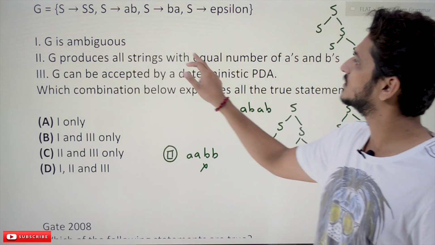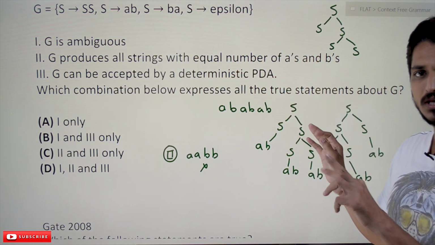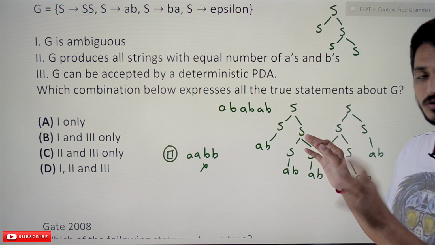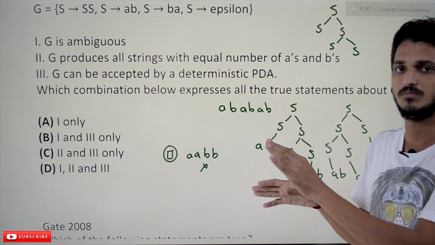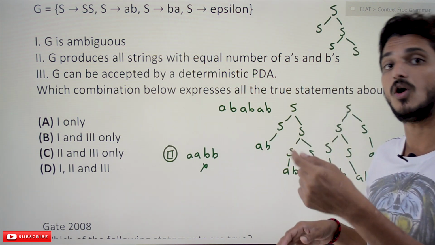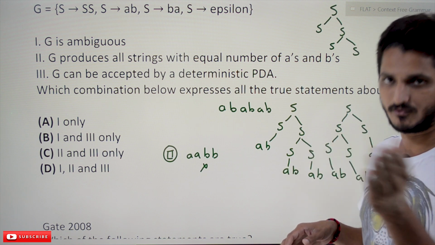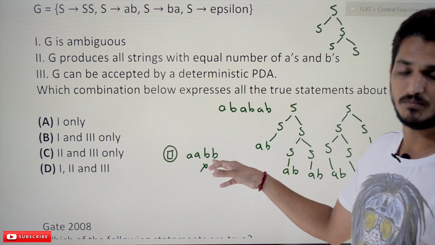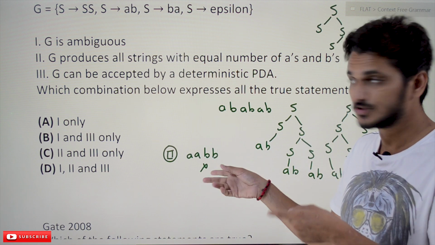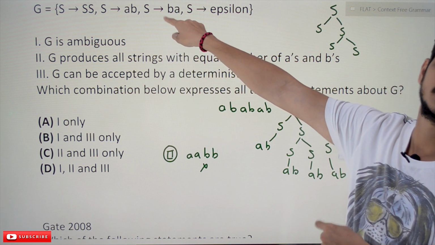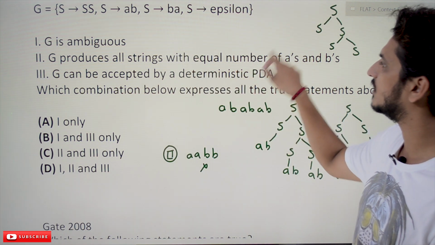G produces all strings with equal number of A's and B's. Yes, the strings present in this language have equal numbers of A's and B's. But it is not going to generate all the strings that possibly have equal numbers of A's and B's. One example is AABB. This string has an equal number of A's and B's, but it is not generated by this context-free grammar. That's why the second statement is false.